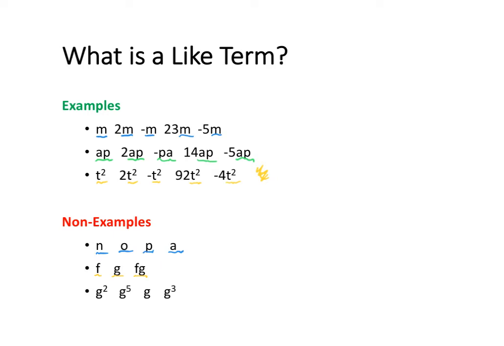And in the last example, I've got a G to the power of 2, a G to the power of 5, a G and a G to the power of 3. Even though I have the same variable being G, they're all raised to different powers. Because they're all raised to different powers, they will not be like terms.